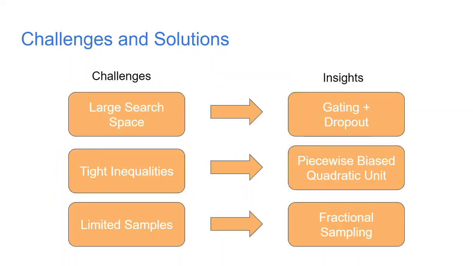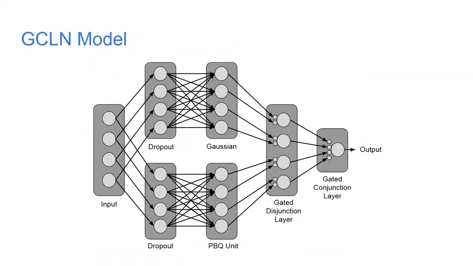To recap, we addressed the large space of nonlinear loop invariants, the necessity for learning tight inequalities, and limited samples from programs with four methods: gated logic, term dropout, the PBQU activation, and fractional sampling. We combine these methods in the gated continuous logic networks, or GCLN architecture, which can then learn invariants end-to-end using gradient descent.